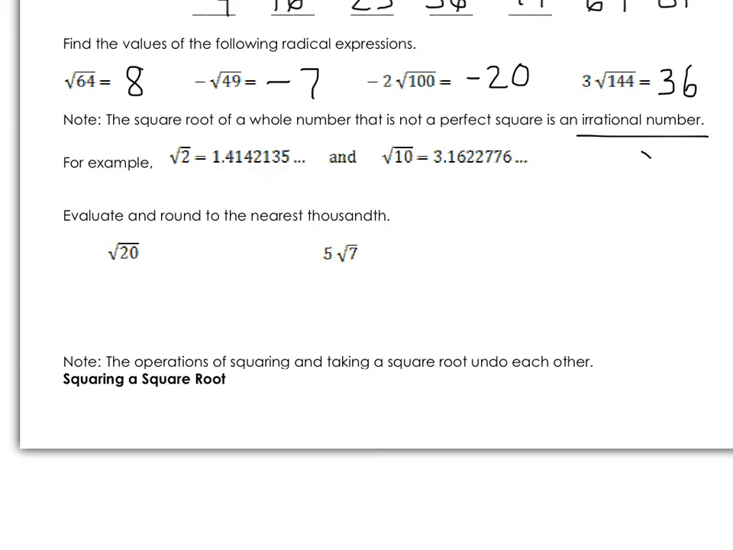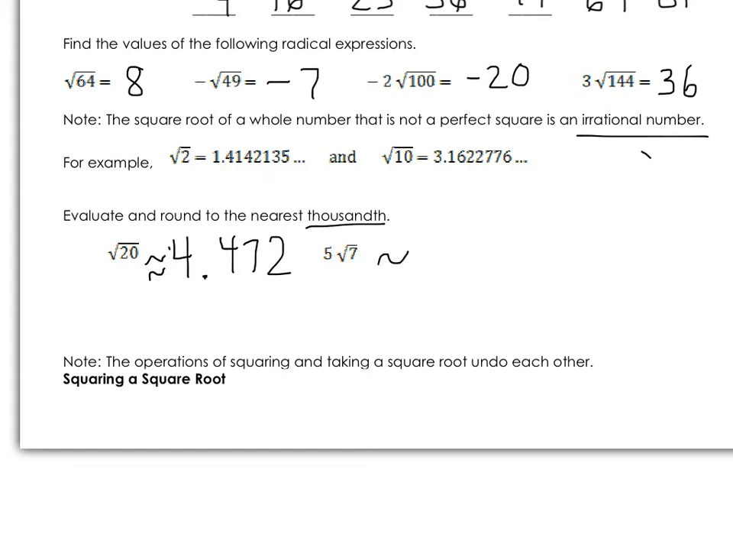So let's use our calculators to find the square root of 20. You should be able to figure out how to make your calculator take a square root. So we have the square root of 20. We want to round it to the nearest thousandth. That's 3 decimal places. So 4.472. 3 decimal places. We're going to put those wiggly equal signs to show that the square root of 20 is approximately 4.472.